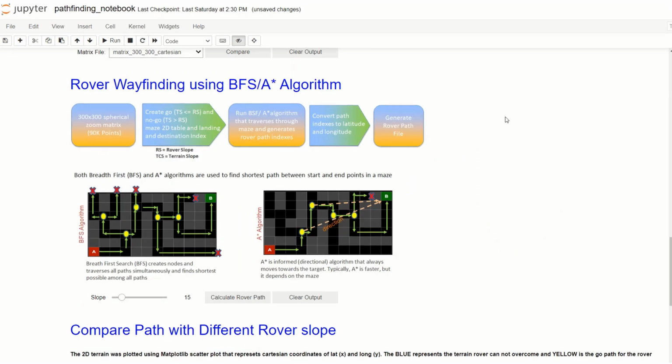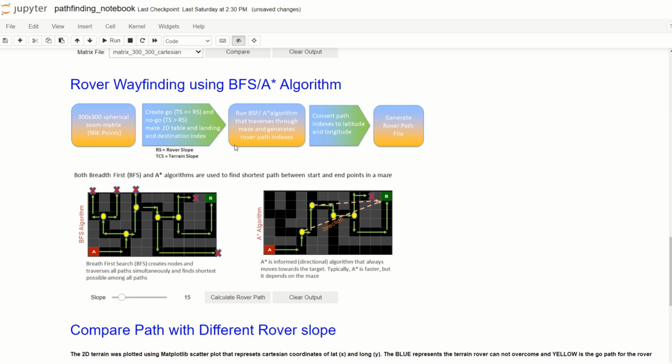This is the rover wayfinding using the BFS and the A* algorithm. We started with a 300 by 300 spherical zoom matrix, which in total consisted of 90k points, and then we created go and no-go cells. So let's say that the rover slope was 15. Slopes that were under or equal to 15 would be go cells, and slopes above 15 would be no-go cells.